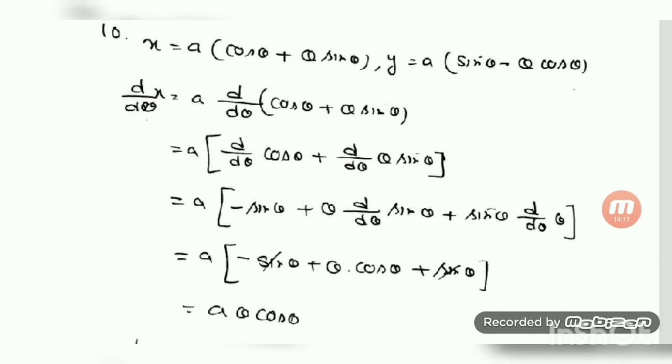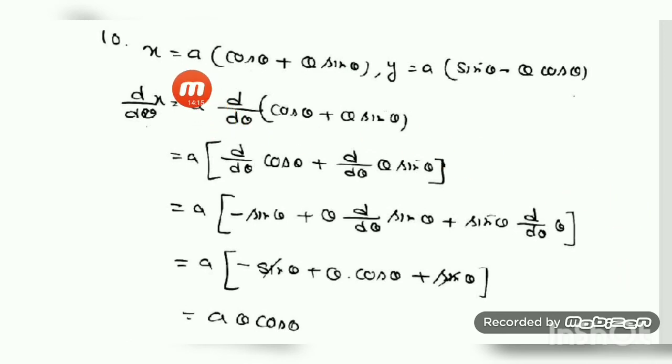Question number 11. Oh sorry, 10. Question number 10 is x equal to a cos theta plus theta sin theta, and y equal to a sin theta minus theta cos theta. So here you see d/dθ of x means a constant, comes out, d/dθ of this expression. So d/dθ of cos theta plus d/dθ of theta sin theta.